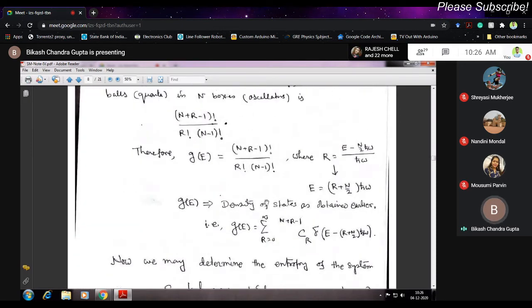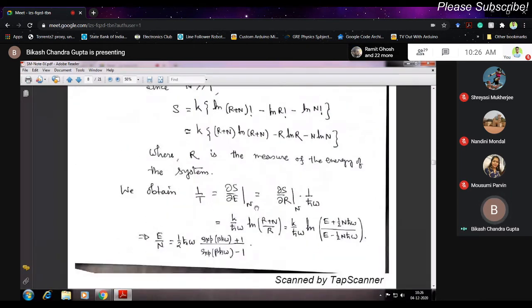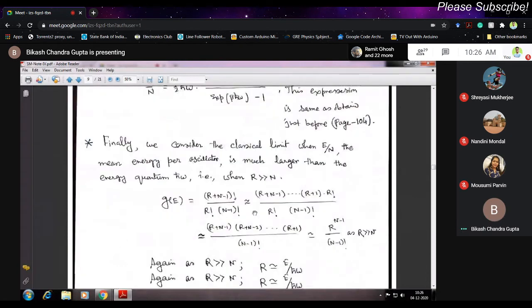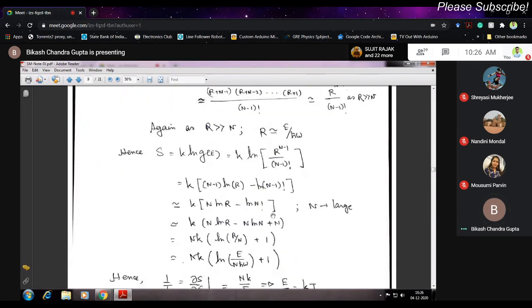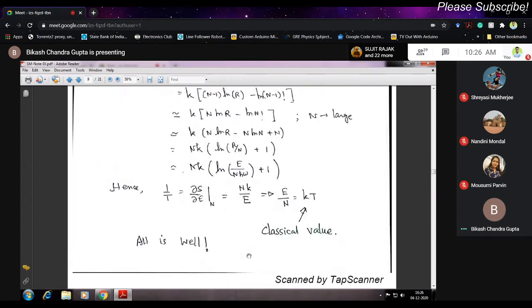Here we did the mathematics, and from the density of states we obtained the energy. In the limit when the number of quanta, the number of phonons, is much larger than n, we approximated mathematically and found that the energy per particle turns out to be kT, which is the same as you obtain from the equipartition theorem, right? So it's basically the classical result.